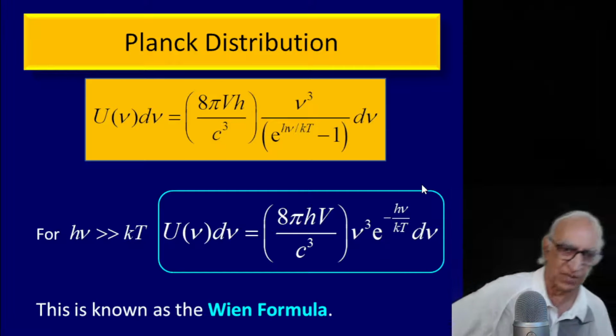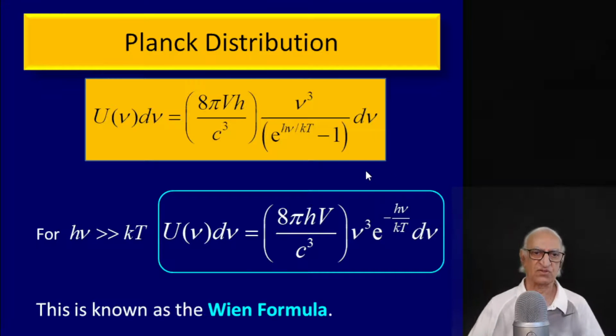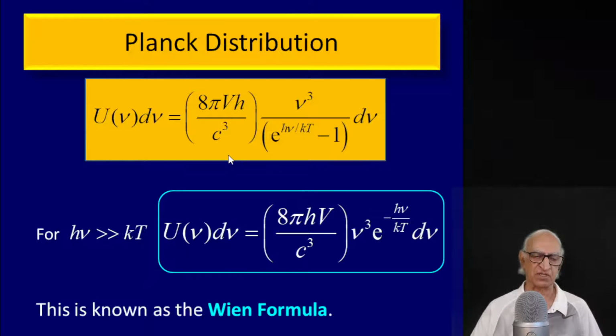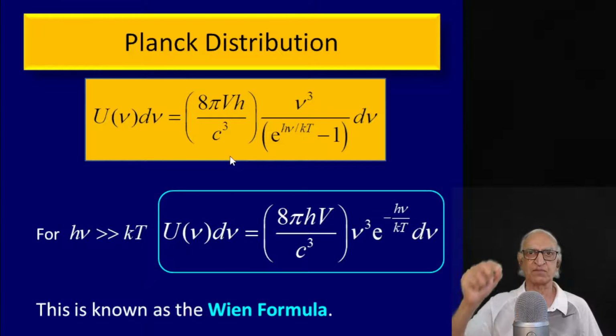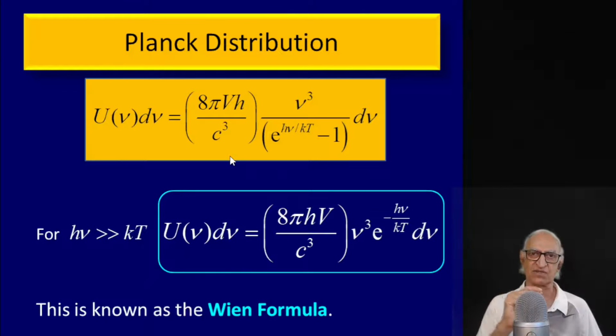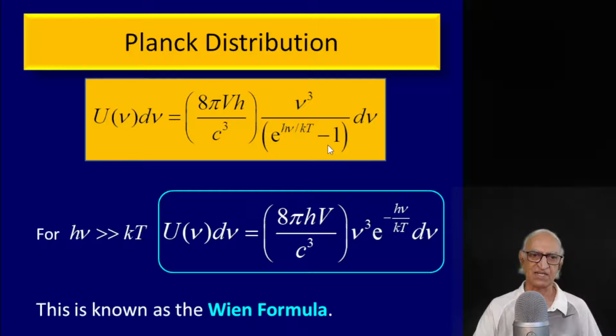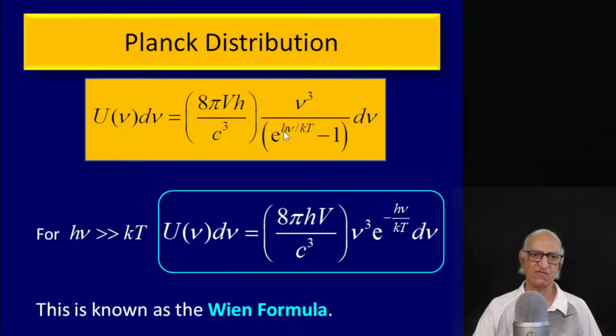Why is it called displacement law? That is because we would like to know where is the maximum of this Planck distribution. If you remember, the Planck distribution is a bell-shaped curve. At what frequency or what wavelength does the maximum occur? Let us consider it as a function of frequency. Clearly the maximum will occur when the denominator is minimum. That is going to be around the value when h nu is approximately equal to kT. That is when the denominator is going to be minimum, and therefore the ratio is going to be maximum.